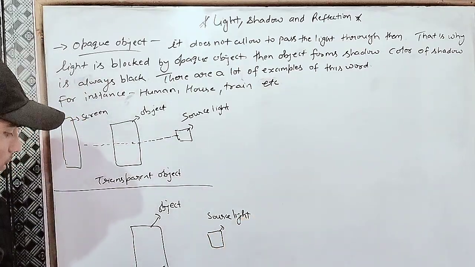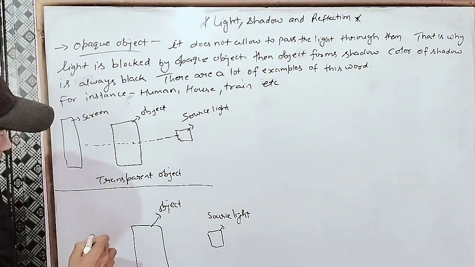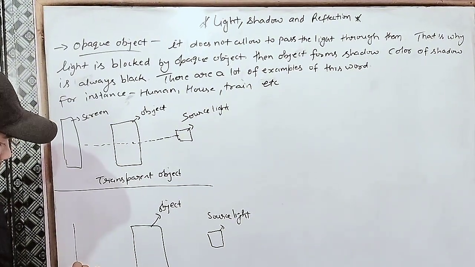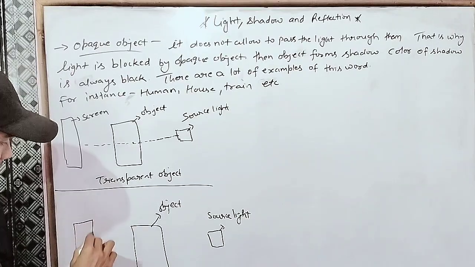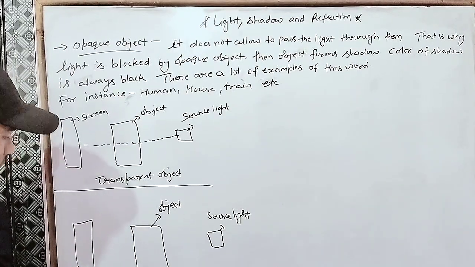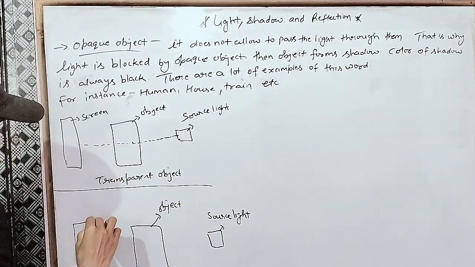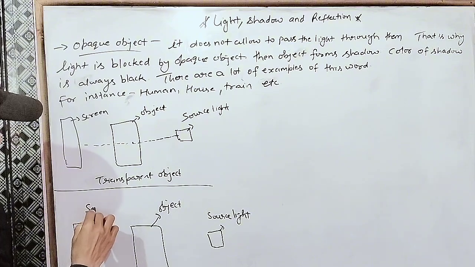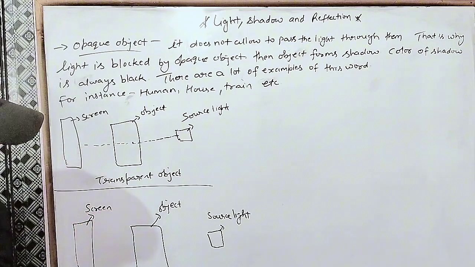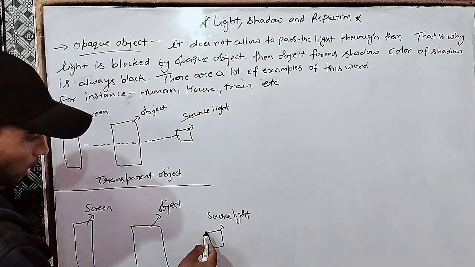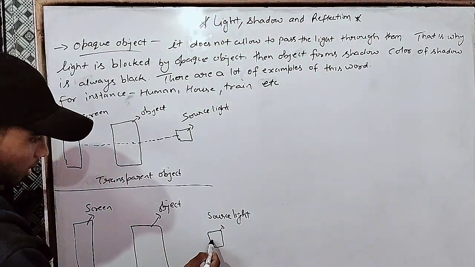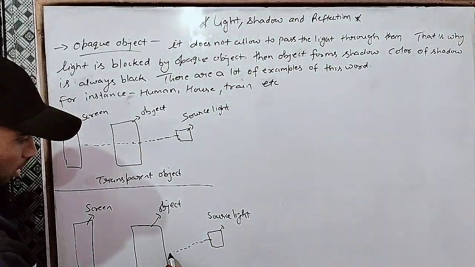Source light should be in front of any object. In front of the object. And in front of the source light is a screen. Screen object. Clear? Now, light, these objects emit their own light like this.